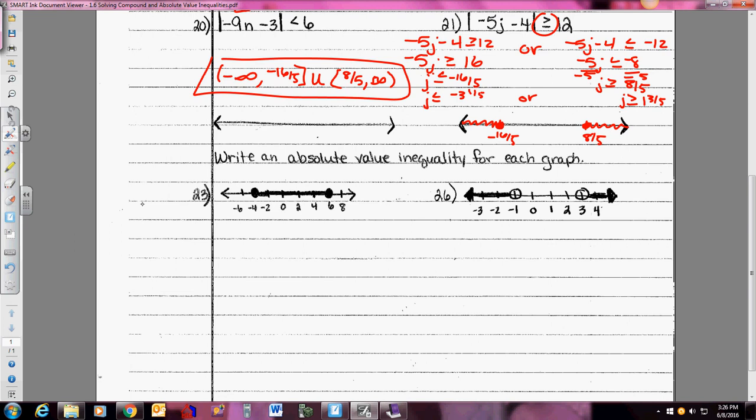Let's go ahead and try 23 and 26. We're going to write an absolute value inequality for each graph. So I have a little bit of, I guess, a trick to help you do it. Here's what I do. Absolute value of x minus the middle, and then you pick an inequality. It varies. I can't explain which one right now. We'll have to do a problem. And then it's the number, which stands for the distance from the middle. I know that doesn't make sense yet. Let's do one together.